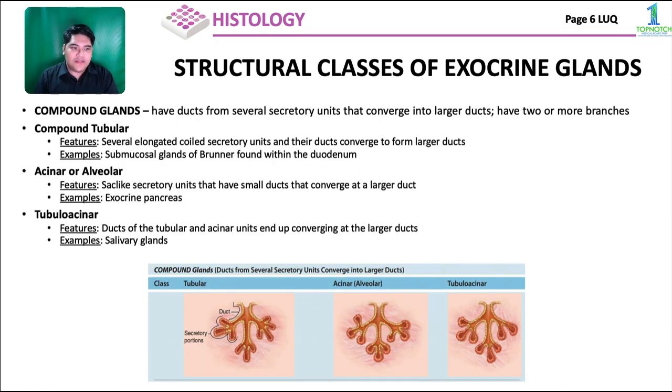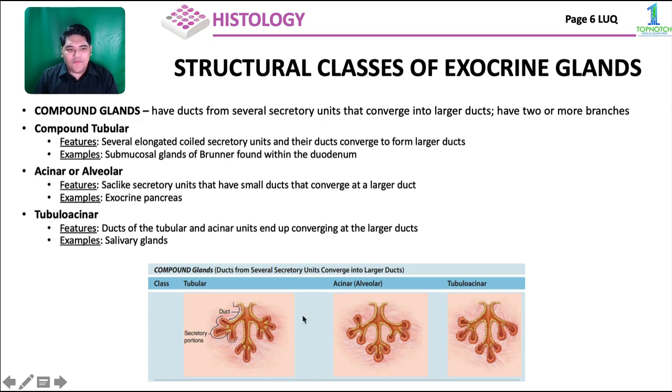Now, your compound glands naman, mas pina-complex. Mas pinarami ang branching. Okay, have ducts from several secretory units that converge into a larger duct. Have 2 or more branches. So, you have your compound tubular. Okay, makikita siya saan? Brunner in the duodenum. Buzzwords na yon. Si paring Brunner, no, sa duodenum.